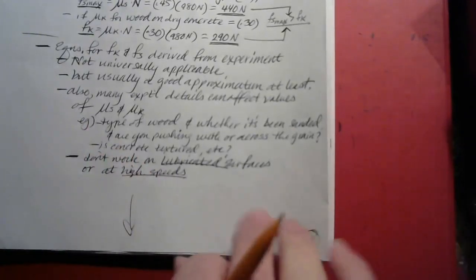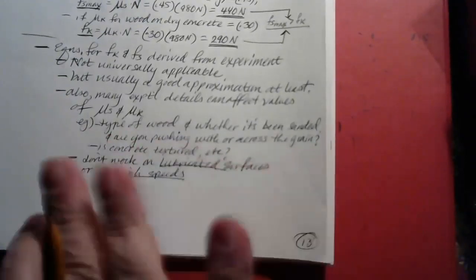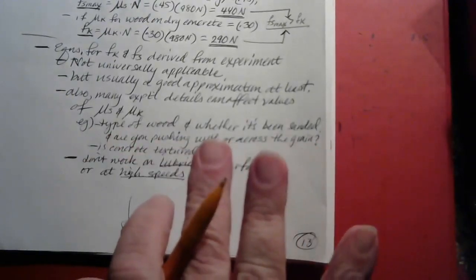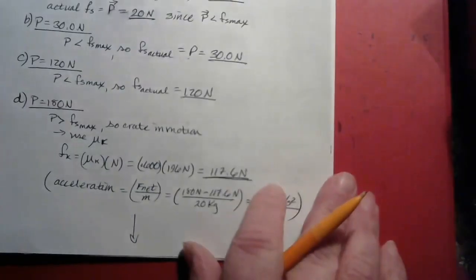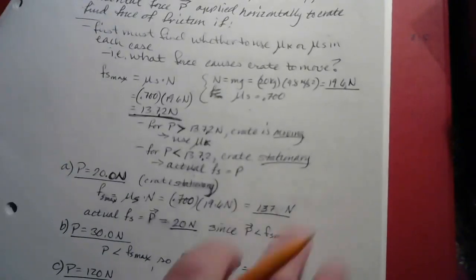As for the concrete, how smooth is it? Is it textured? Is it broken in any places? Are there rough spots? All of that can have an effect. So we generally consider these equations to be approximations at best. Also, the equations don't work if the surfaces have been lubricated, and the equations tend to break down at high speeds. So fortunately, we're sticking to examples at basically low speeds, no oil or anything anywhere in sight.